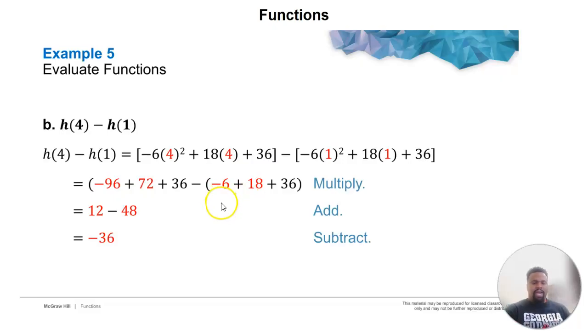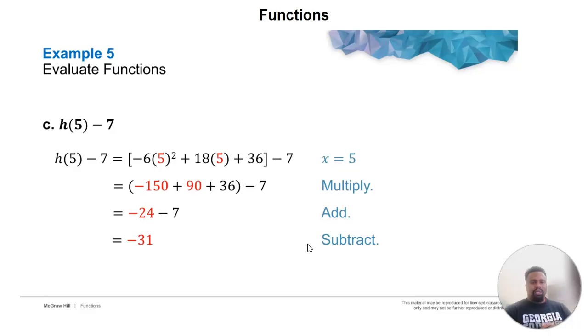So we just go ahead and do these brackets here. Negative 96 plus 72 plus 36. That's going to give you 12. And then negative 6 plus 18 plus 36 gives you 48. And we do 12 minus 48, we get negative 36.